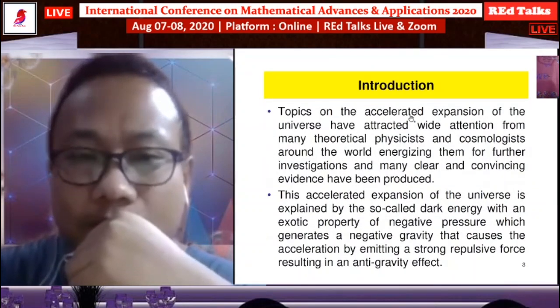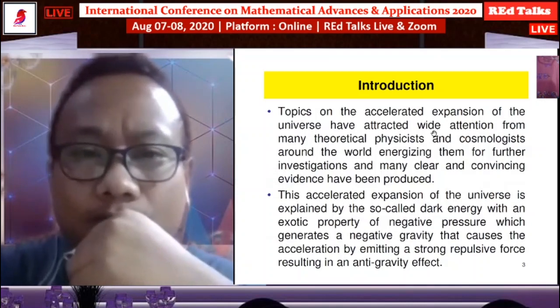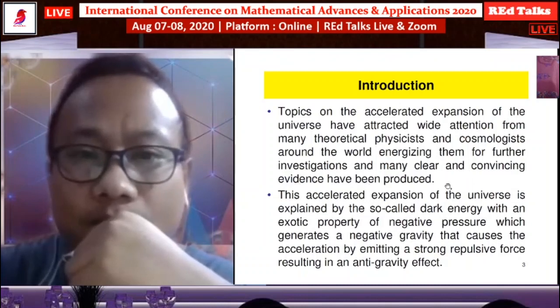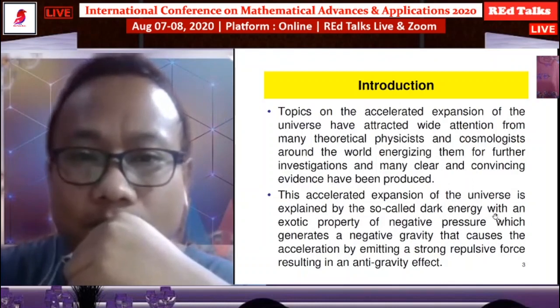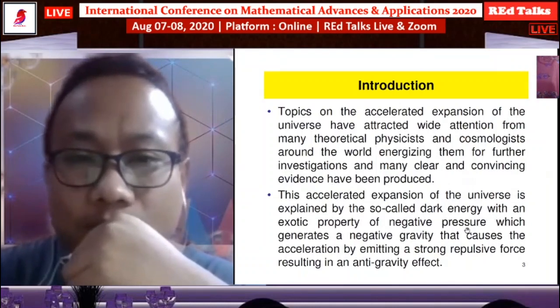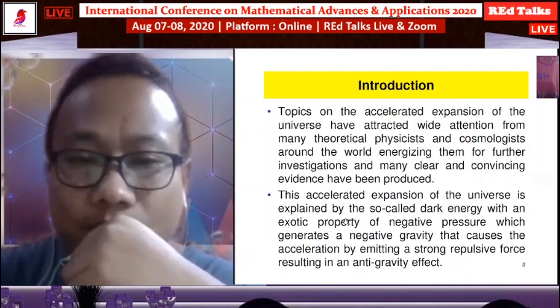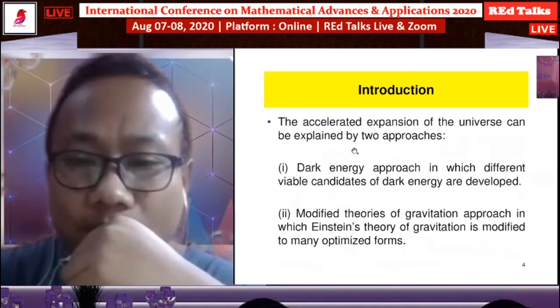In the introduction, the accelerated expansion of the universe has attracted wide attention from many theoretical physicists and cosmologists around the world, energizing them for further investigations, and much clear and convincing evidence has been produced. This accelerated expansion of the universe is explained by the so-called dark energy, with an exotic property of negative pressure which generates a negative gravity that causes the acceleration by emitting a strong repulsive force, resulting in an anti-gravity effect.